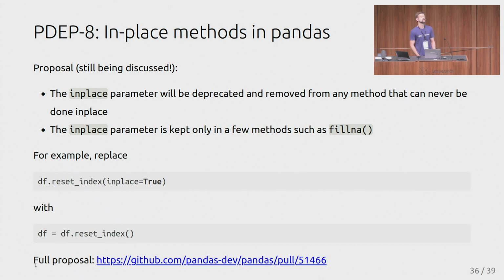If the inplace parameter is actually beneficial for performance, we'll keep it. So an example there is fillna. You can do fillna in place and get a performance benefit, and so we'll keep that one. So if you are using any inplace=True in the methods we deprecated from, you'll need to change to the inplace=False behavior, assuming this is accepted. And again, the proposal link is at the bottom there.